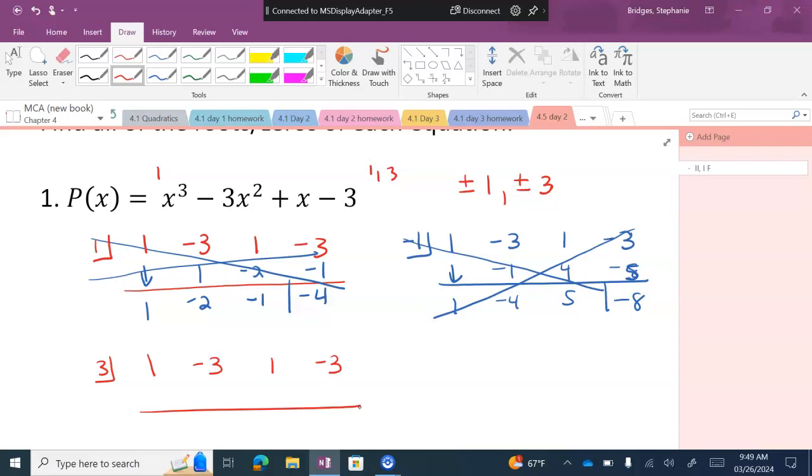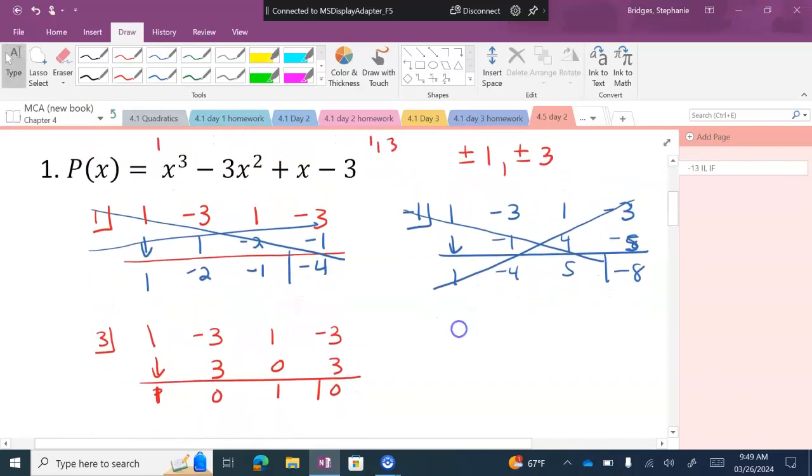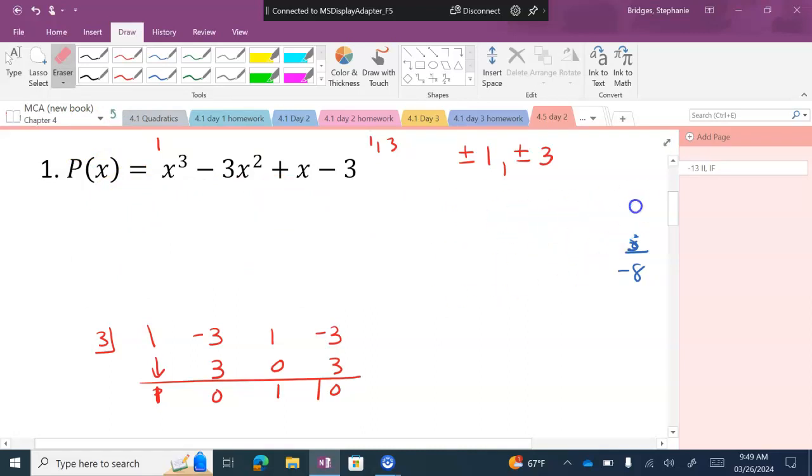Does 3 work? Yes. All right. Okay. I'm going to do some erasing real quick. All right, does everybody agree with me that 3 is one of my solutions? Yes, okay. So we've done step 2 now.